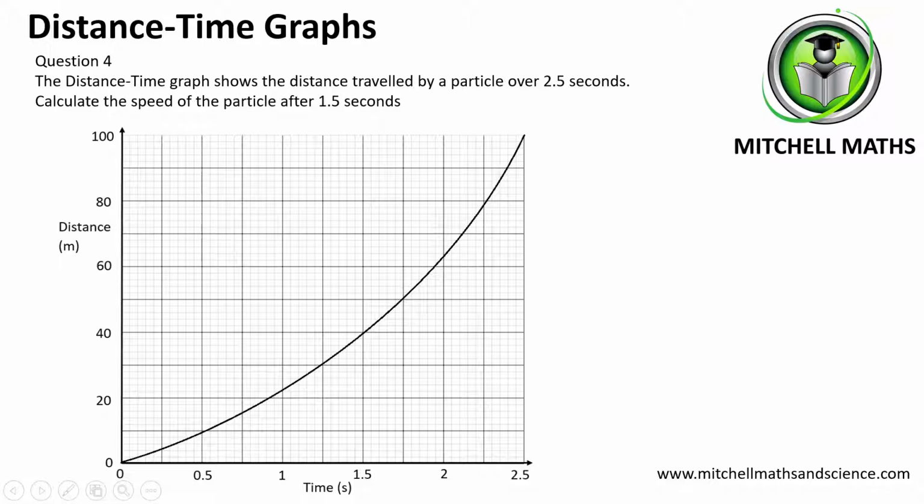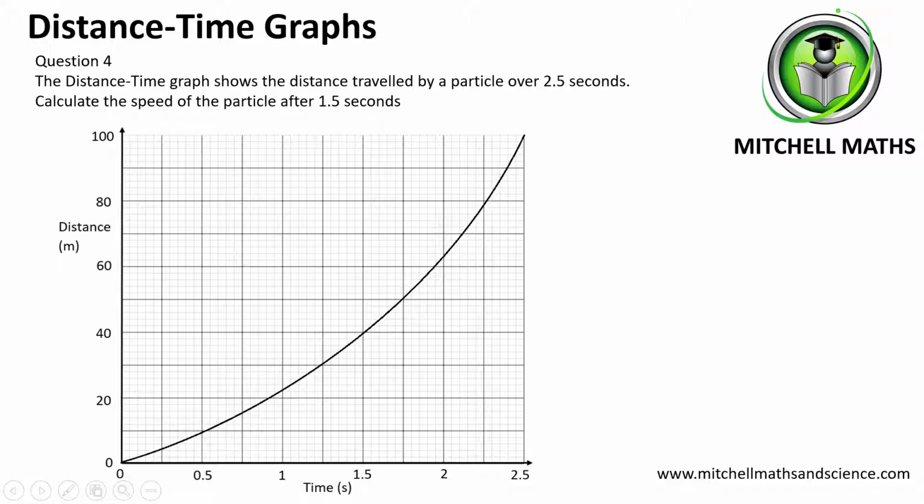Right, for the final one, the distance time graph shows the distance travelled by a particle over 2.5 seconds. Calculate the speed of the particle after 1.5 seconds. Now, the problem with this graph is we're trying to calculate the speed of the particle at a specific point in time. And that's fine if the graph is straight, but this graph's got a curve, and we need to calculate the gradient. And if we want to calculate the gradient, and the graph is curved, we're going to need to draw what is called a tangent.